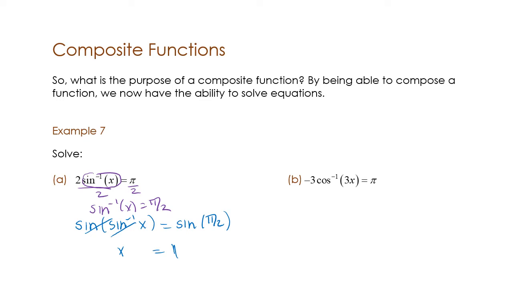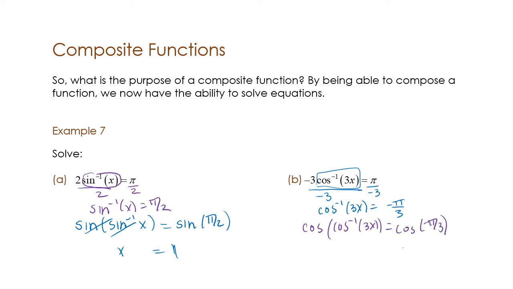Okay, looking over here, I need to get this 3x out of that cosine inverse. So first I need to isolate it, and then I'll do the inverse of the inverse cosine. So divide first by -3, and I get cosine inverse of 3x equals negative pi over 3. So to undo that cosine inverse, we're going to take the cosine of both sides. When I do that, those will cancel, and I'm left with 3x equals the cosine of negative pi over 3.